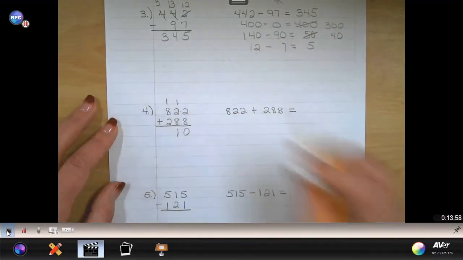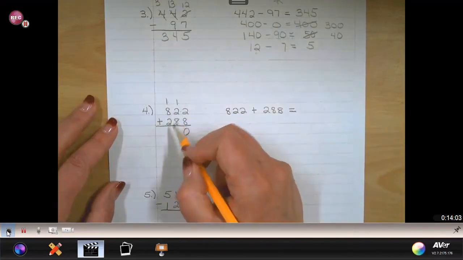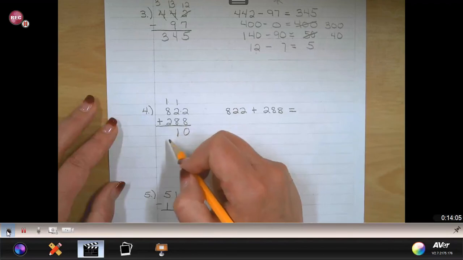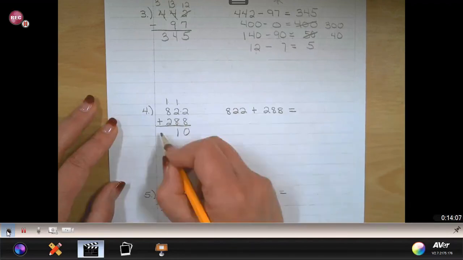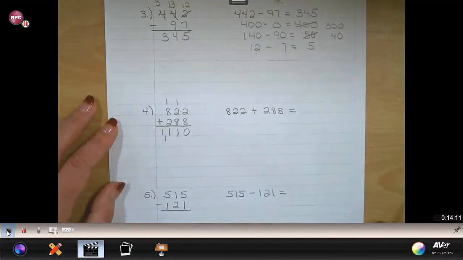And we regroup that 10 here as 100. 800 plus 100 is 900. Plus 1 more 100 is 1,000. Plus 1 more 100 is 1,100. So 1,110.